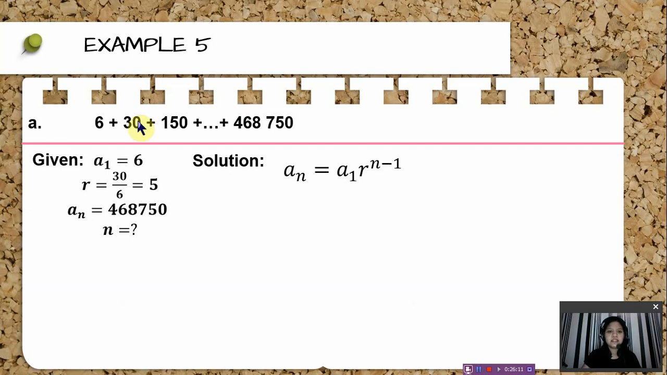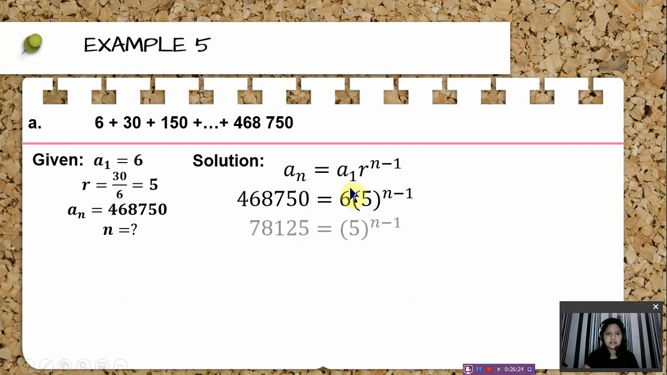Now, let us substitute the given. Our a sub n is 468,750. Our a sub 1 is 6 and our r is 5. First step, divide both sides by 6. We will get 78,125 is equal to 5 times 5 raised to n minus 1. Now, kapag ganito na ang problem, kailangan gawin nating pareho ang base ng dalawang side. So, since meron tayo sa kabilang 5 raised to n minus 1, yung kabila dapat maging 5 raised to something din.